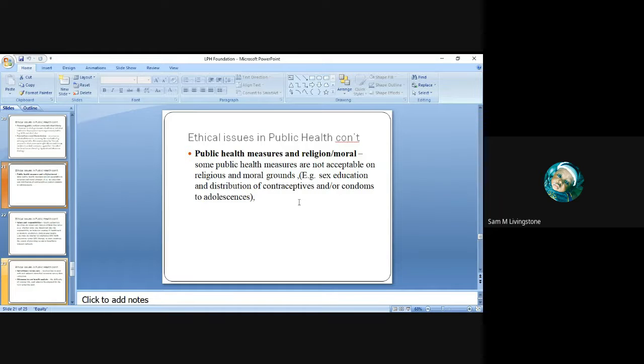The use of contraceptive. Somebody is going to tell you, according to my book, according to my law, I was made to produce. I cannot take contraceptive. I cannot take the injectable, the depot, the whatever. I can't take it. Ethical issue in public health.